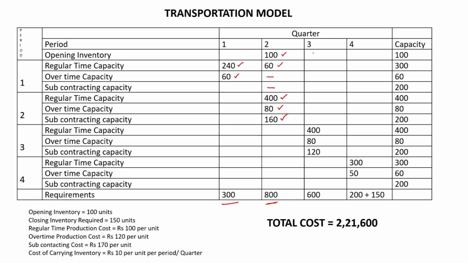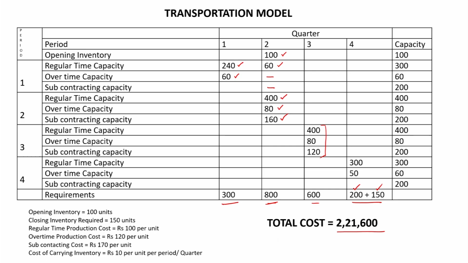Similarly, in quarter 3, we are producing and consuming in quarter 3. We are not using any previous capacity. In quarter 4 also, we are producing regular time 300 and overtime 50 to meet the requirement of 200 units of demand and 50 units of closing inventory. In that manner, the total cost of the system is 2,21,600 rupees for this particular aggregate plan, covering the cost of regular time production, overtime production, subcontracting and carrying inventory.